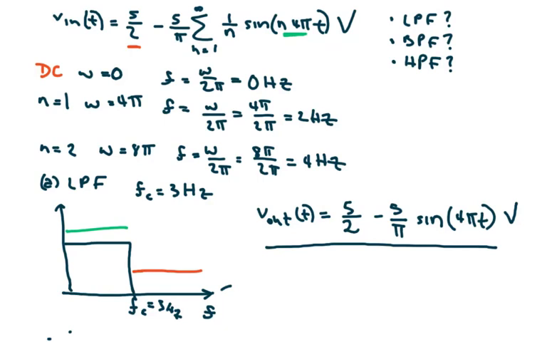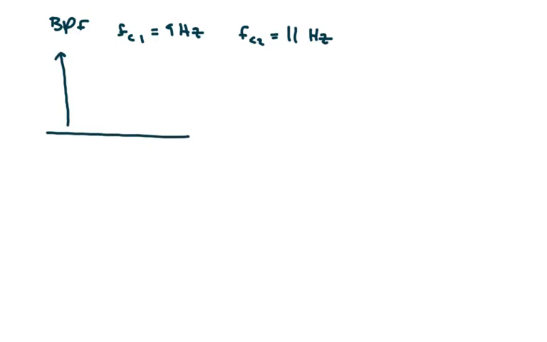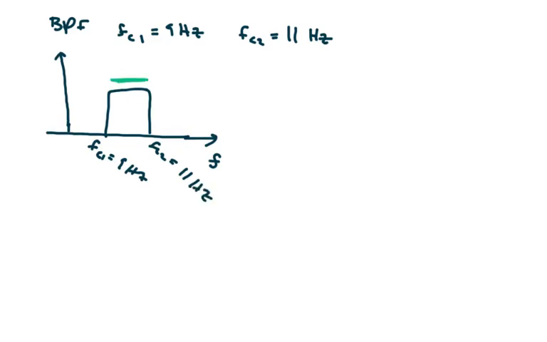The next thing that we want to do is look at a bandpass filter. For this problem, our first cutoff frequency is 9 hertz, and our upper cutoff frequency is 11 hertz. So again, let's draw what this looks like so we can get an intuition for it. This is 9 hertz, this is 11 hertz. And again, this is our pass band, this is our stop band. Remember, anything outside of the pass band cannot get through.